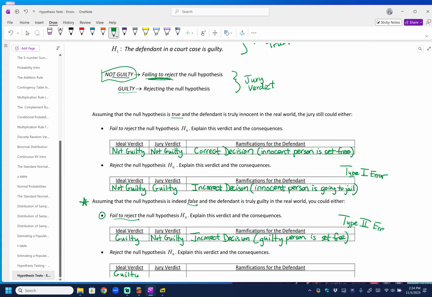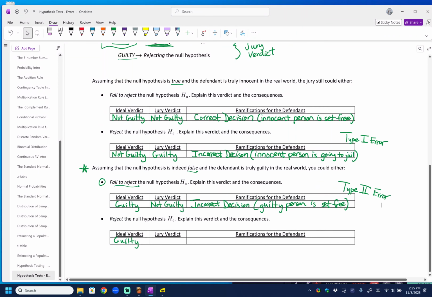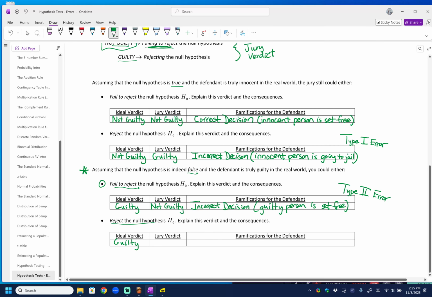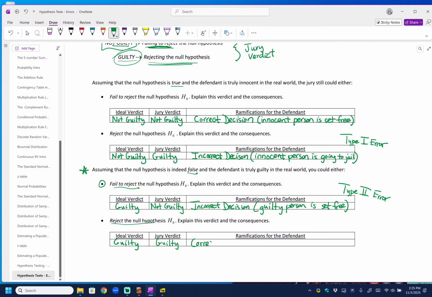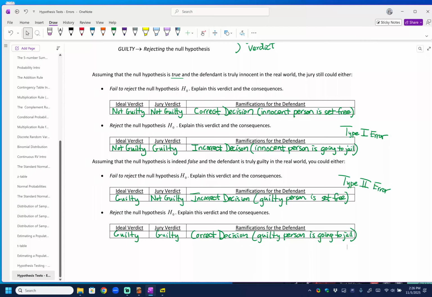Okay, our last decision. Let's say we reject the null. Remember, rejecting the null is a guilty verdict. So we have made the correct decision, or the jury has, which means the guilty person is going to jail. This is exactly what we want to happen in the jury system and in a hypothesis test. So these are our 4 decisions, 2 correct and 2 incorrect.